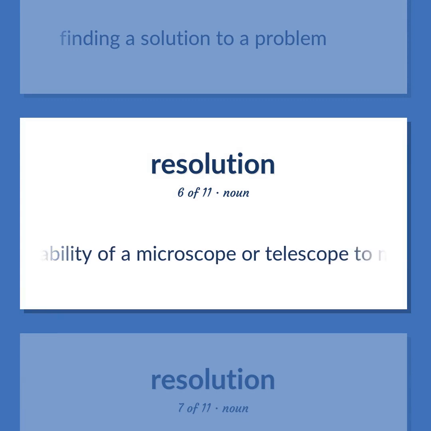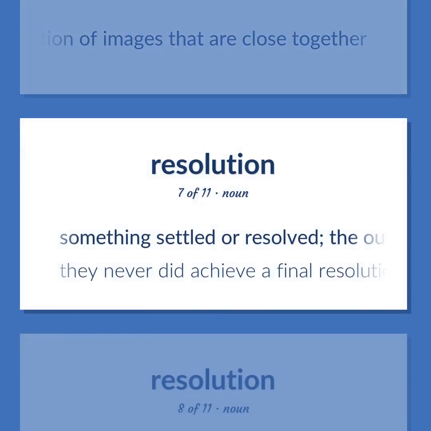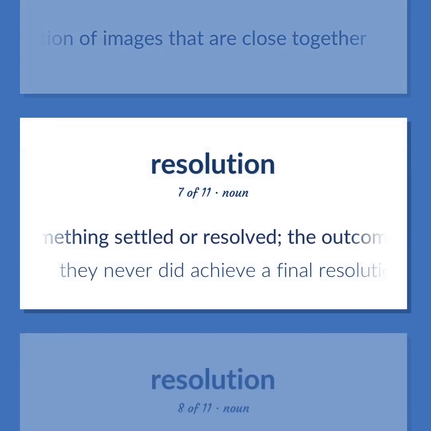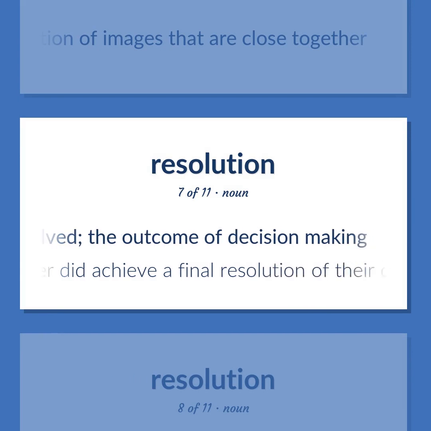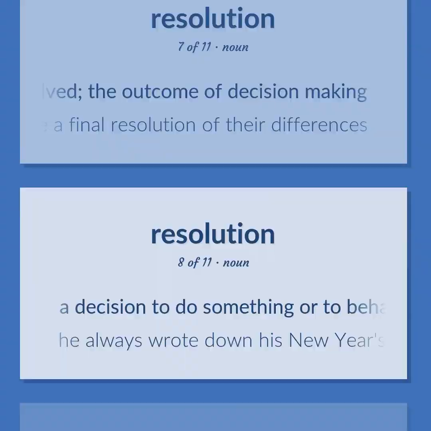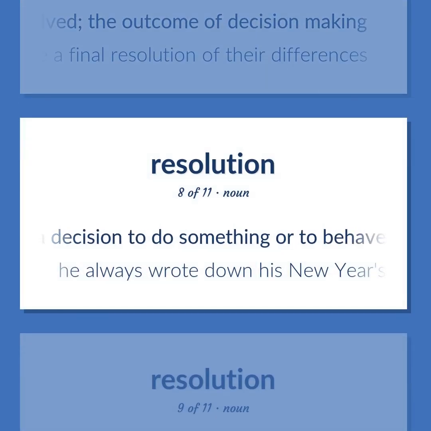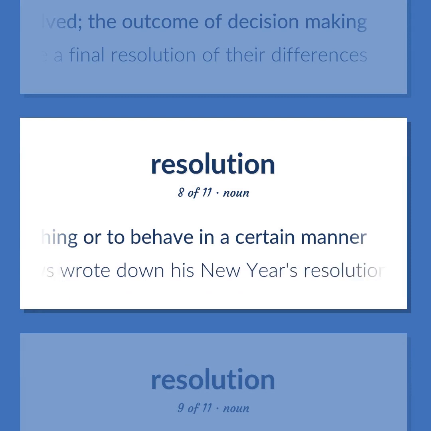The ability of a microscope or telescope to measure the angular separation of images that are close together. Something settled or resolved. The outcome of decision-making. They never did achieve a final resolution of their differences. A decision to do something or to behave in a certain manner. He always wrote down his New Year's resolutions.